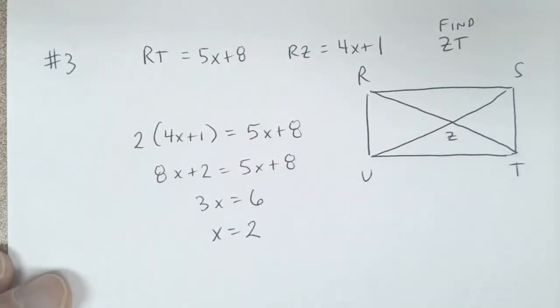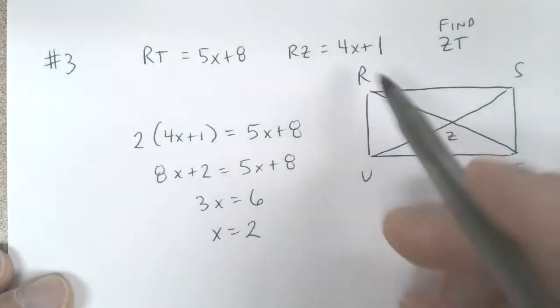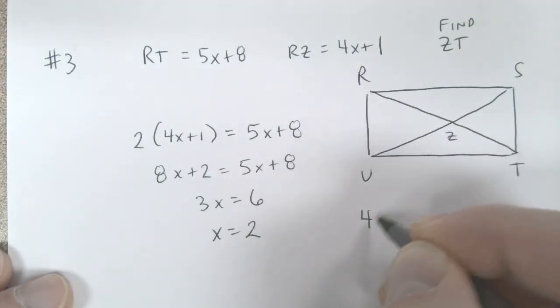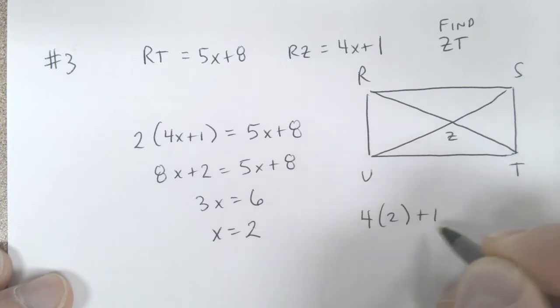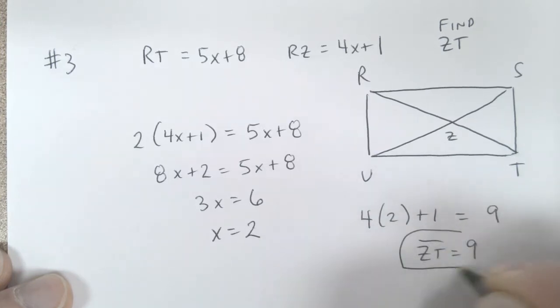Now they want to know ZT. Well, ZT is the same as RZ, so I'm just going to put 2 back in here for that. So 4 times 2 plus 1, that's 8 plus 1, which is 9. So ZT would be equal to 9 for number 3.